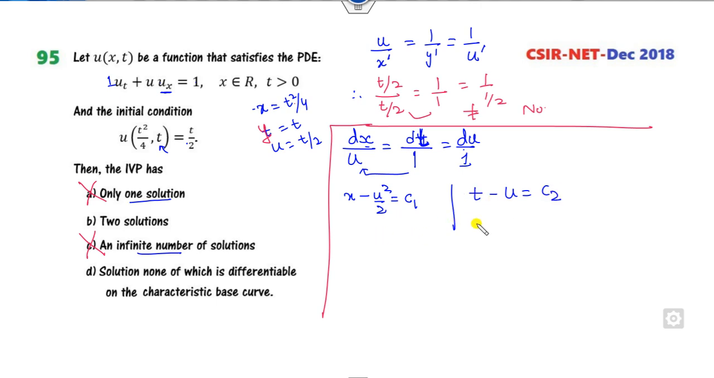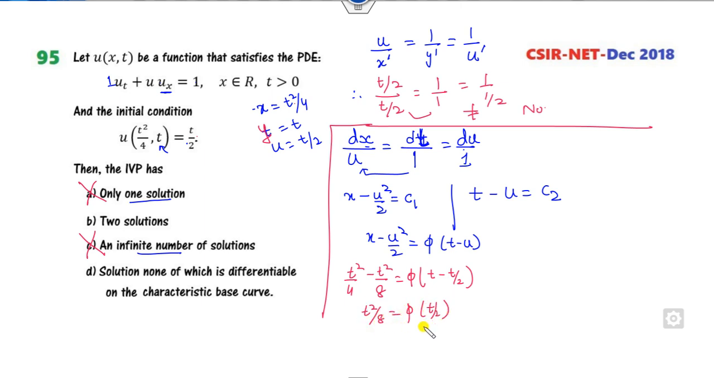Fine. So how can you write that? I can write in terms of the one function, u square by 2 is phi of t minus u. Now I can use this condition. X is my t square by 4. This is x square. Sorry, x is t square by 4. U is my t square by 4. This is 8. Phi t is my t minus of this. So what is that? This is t square by 8 phi of. So how can I write this?